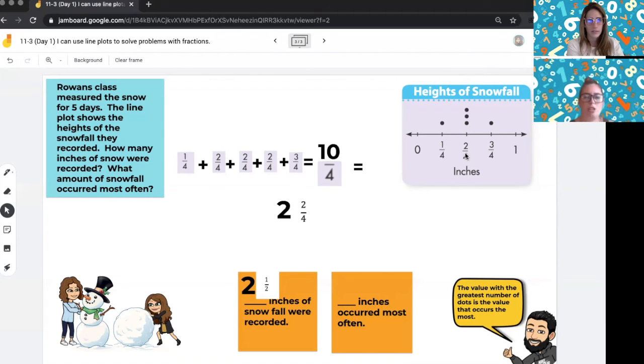So that looks like 2/4 inches. And we can tell that that's true because it has 3 dots. And that means 3 days it snowed 2/4 inches. And the other amounts only happened 1 day each. So we know that that is the one that occurred most often.